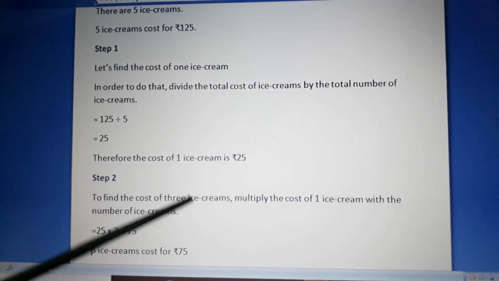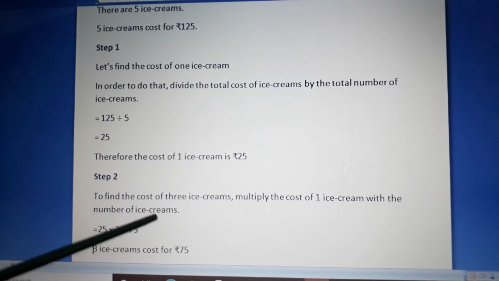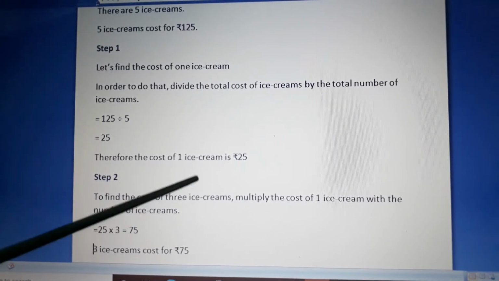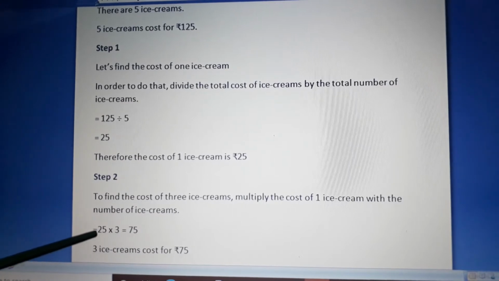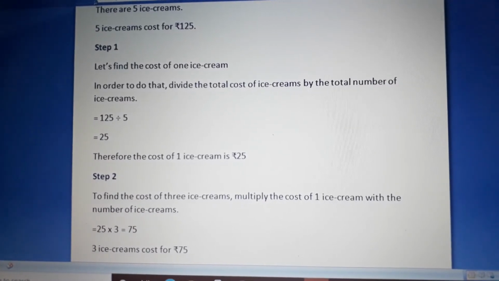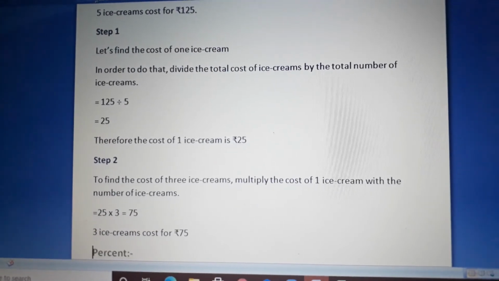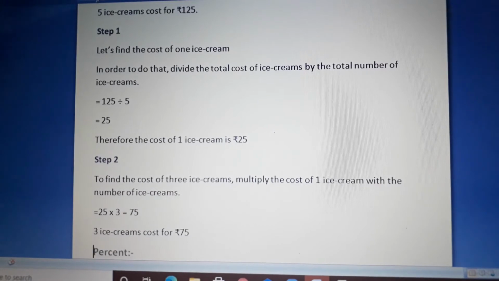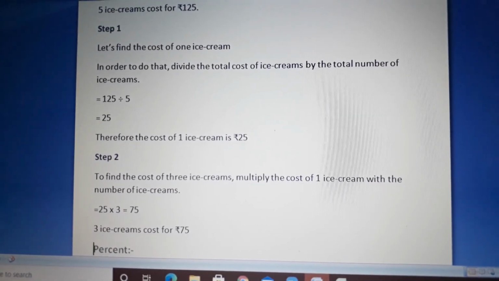Now, to find the cost of 3 ice creams, multiply the cost of 1 ice cream with the number of ice creams. So 1 ice cream we got for rupees 25 and we are supposed to find the cost of 3 ice creams. So 25 multiplied by 3 is equal to 75. So the cost of 3 ice creams is rupees 75. This is how unitary method works. Okay, so first you will be finding the cost of 1 and then the cost of many.